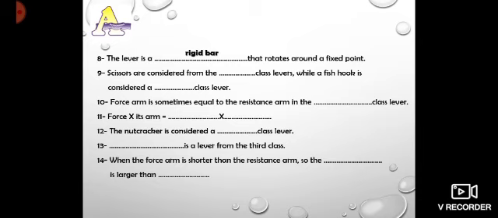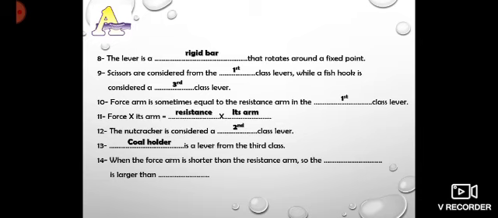9. Scissors are considered from the first class levers, while a fish hook is considered as a third class lever. 10. Force arm is sometimes equal to the resistance arm only in the first class levers. 11. Force times its arm equals resistance times its arm. 12. The nutcracker is considered as a second class lever. 13. The coal holder is a lever from the third class.